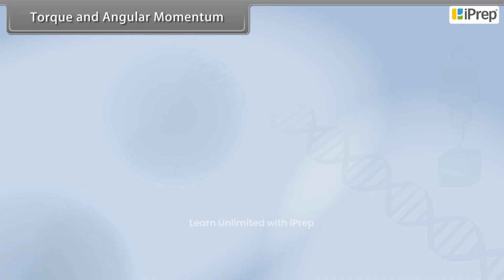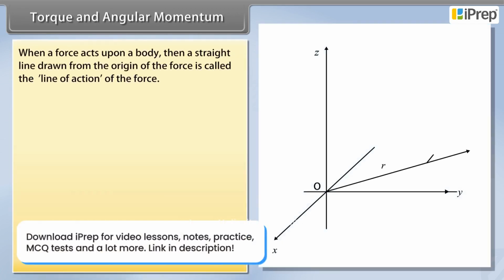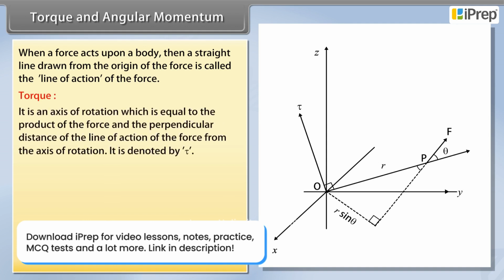Torque and angular momentum. When a force acts upon a body, then a straight line drawn from the origin of the force is called the line of action of the force. Torque is about an axis of rotation, and is equal to the product of the force and the perpendicular distance of the line of action of the force from the axis of rotation.